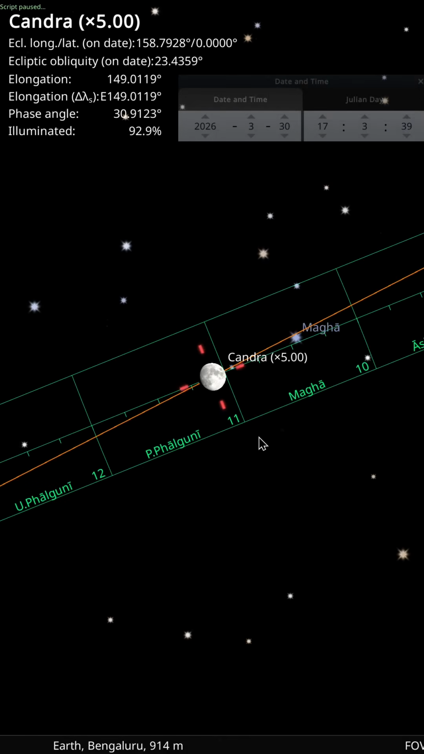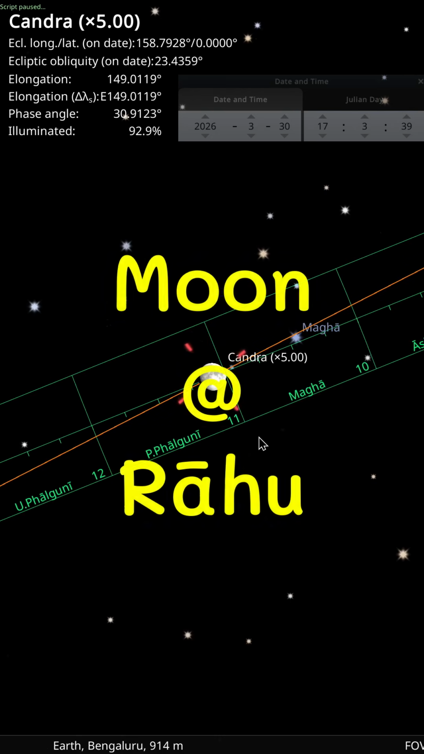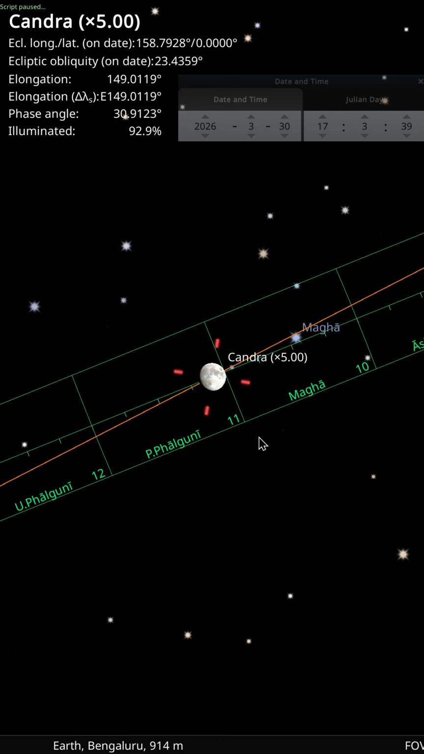A couple of weeks back, I had shown you that the moon was at Ketu. But now the moon is approaching the other point, the corresponding point Rahu. So I will show you in Stellarium what this means. I'm starting this video where I had left the previous one. So the moon is at Ketu.